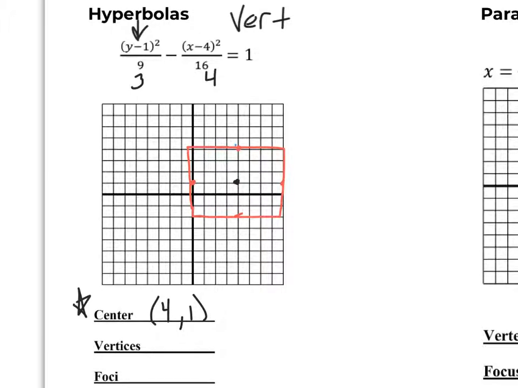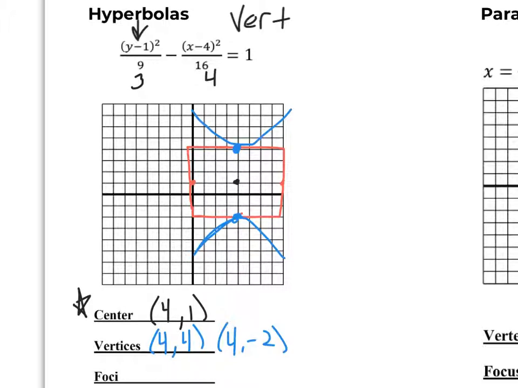So my vertices, it's vertical, so I need the top and bottom of that. I need those two coordinates. So that would be (4, 4) and (4, -2). The other ones are called co-vertices. I can go ahead and sketch my little curve.